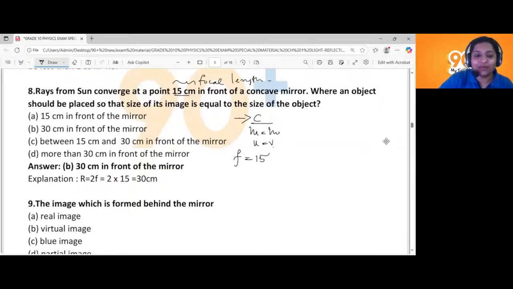And we know that the relation R is equal to 2F. 2 into 15, 30 centimeter. Okay. So we have to keep the object 30 centimeter in front of the mirror.